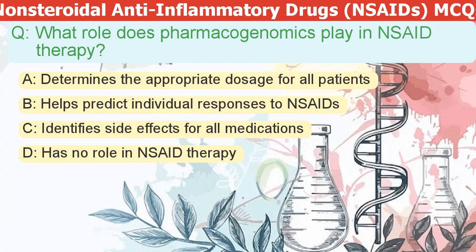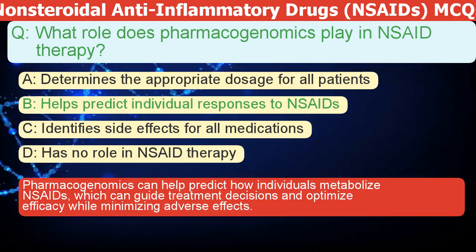What role does pharmacogenomics play in NSAID therapy? A. Determines the appropriate dosage for all patients. B. Helps predict individual responses to NSAIDs. C. Identifies side effects for all medications. D. Has no role in NSAID therapy. The correct answer is B. Pharmacogenomics can help predict how individuals metabolize NSAIDs, which can guide treatment decisions and optimize efficacy while minimizing adverse effects.